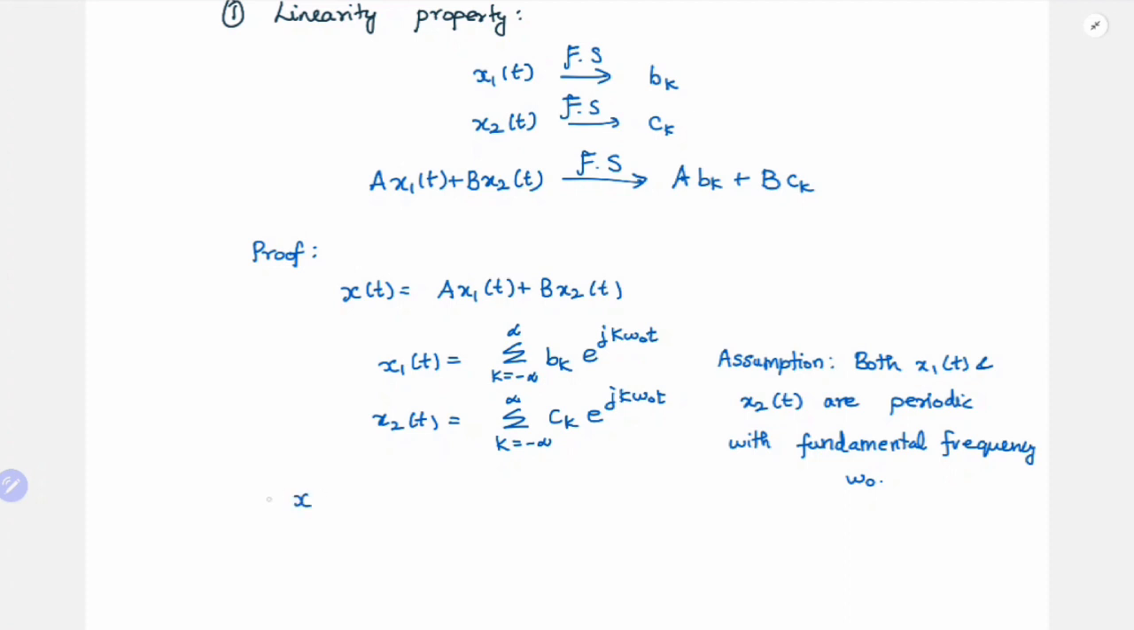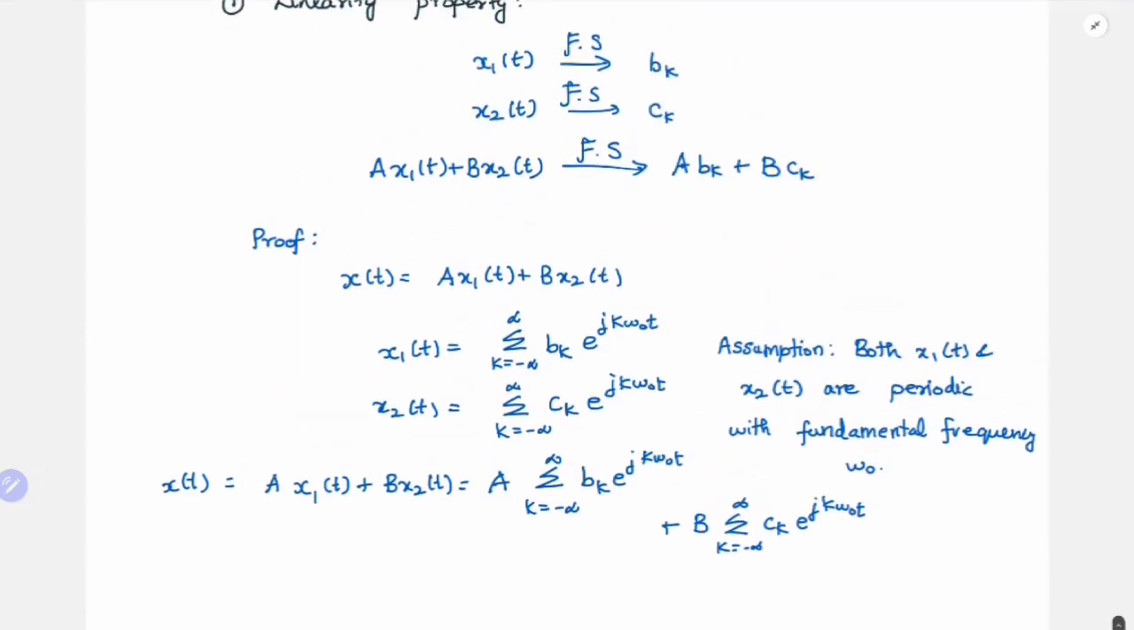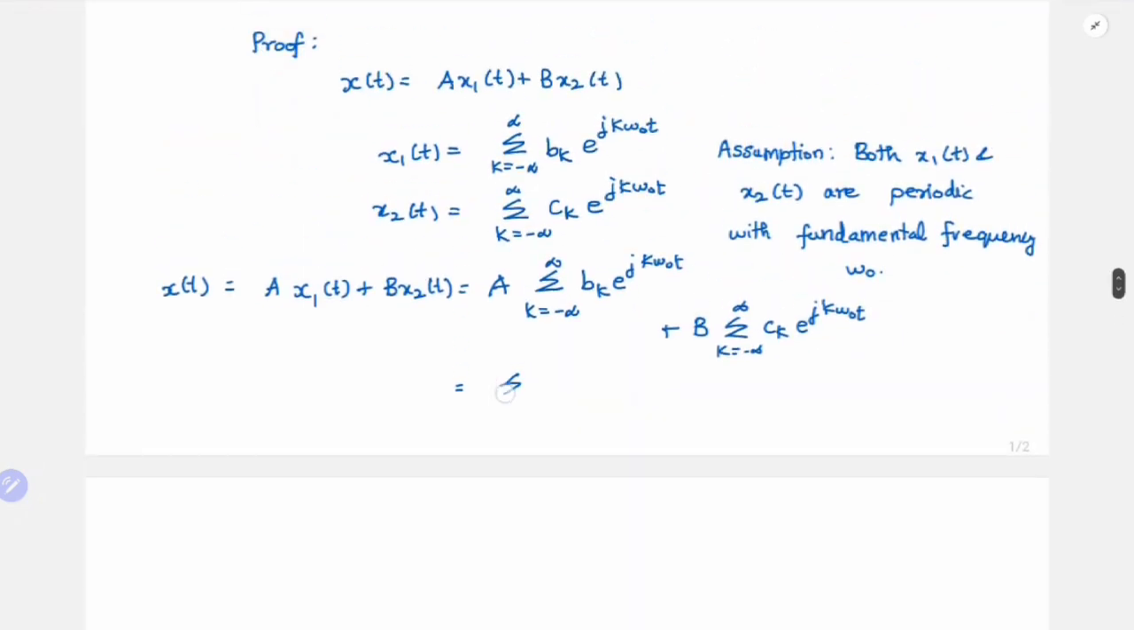So now let's add them. x of t is a x1 of t plus b x2 of t. So this is nothing but a times the summation k equal to minus infinity to infinity of bk e power jk omega naught t, plus b times the summation k equal to minus infinity to infinity of ck e power jk omega naught t. So we can take the summation outside, common. Then we'll have the summation k equal to minus infinity to infinity of a bk plus b ck, times e power jk omega naught t. This is x of t.